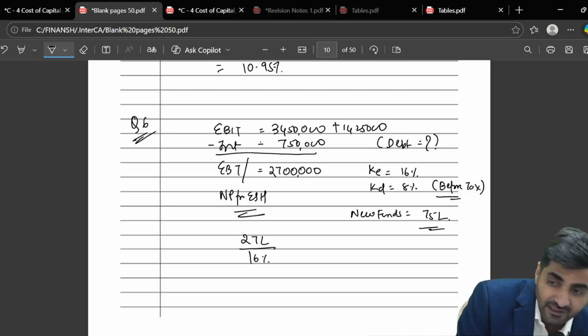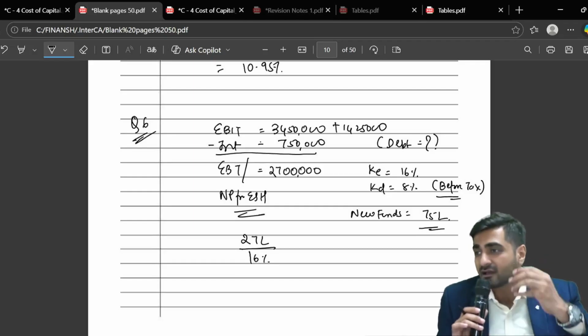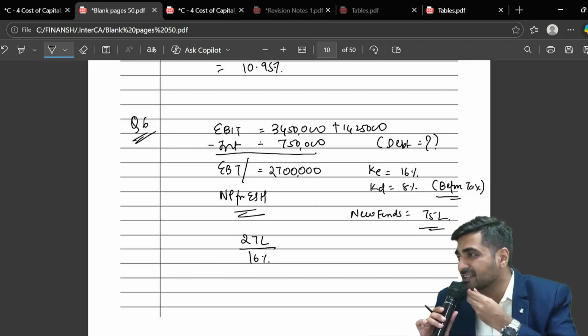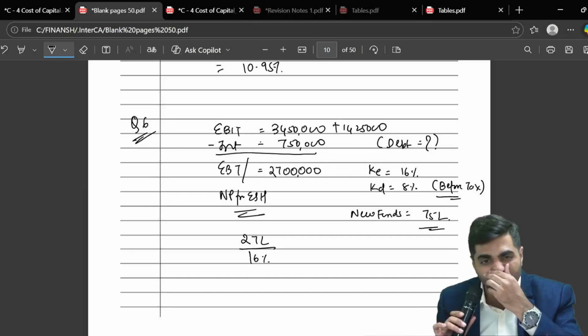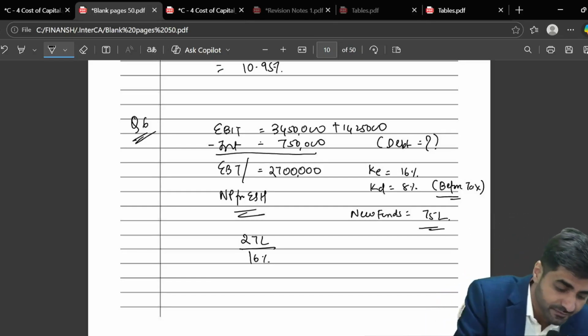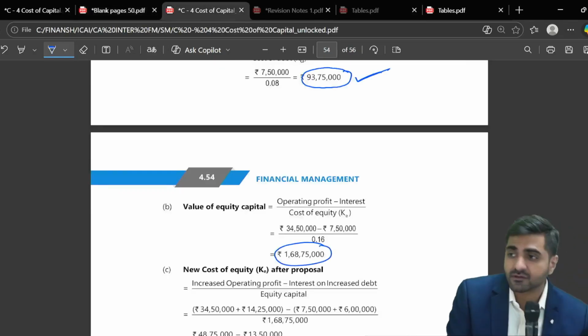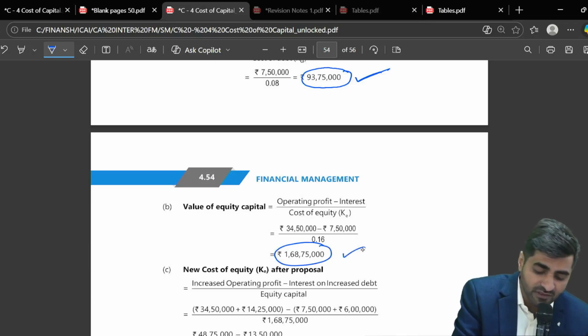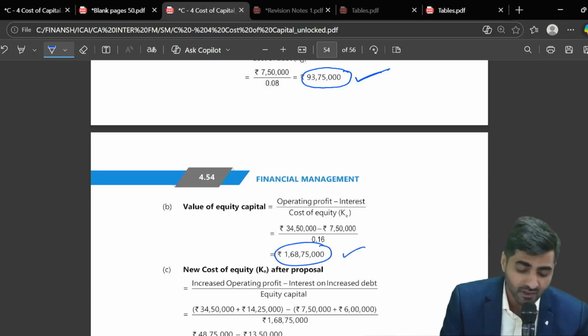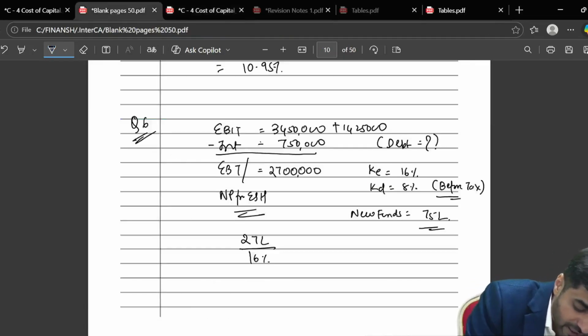16%. In the case of debt also, we take the interest and divide it by the interest rate. So we are capitalizing it, right? So here also we have the net profit for equity shareholders. We'll capitalize that. How much is the answer? 1,68,75,000. Have I got the value of the equity also? Yes, sir.